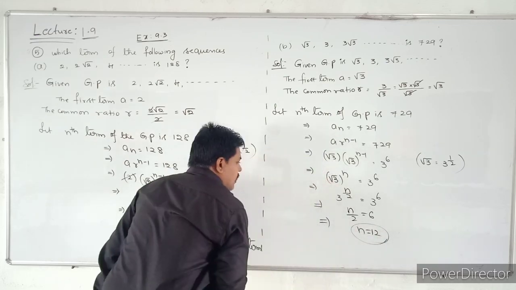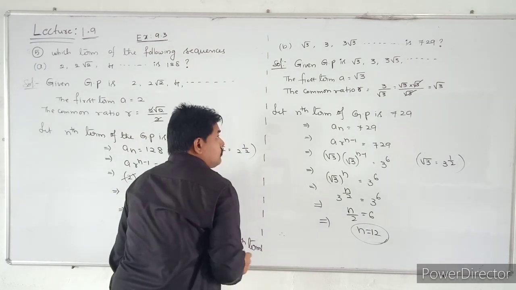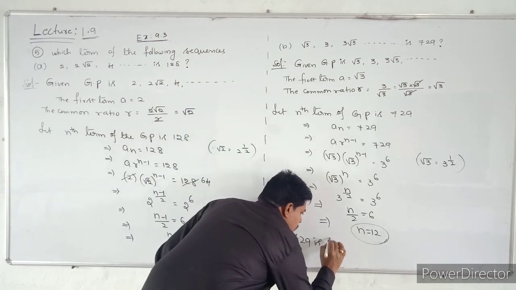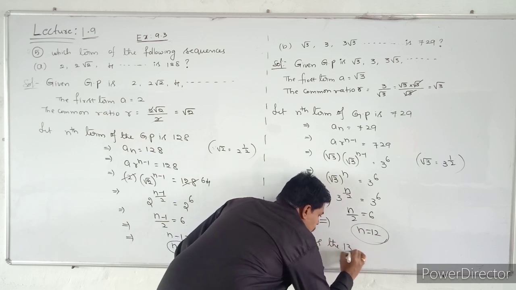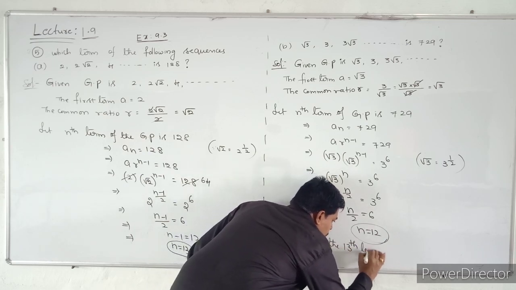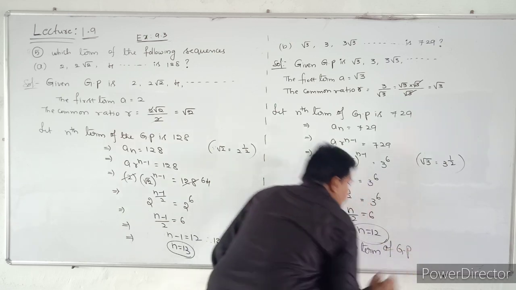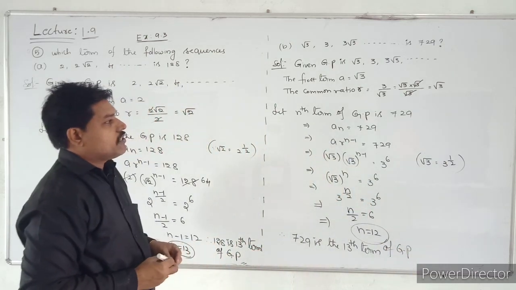So what can we declare? Therefore, 729 is the 13th term of the GP. See that question once again, students.